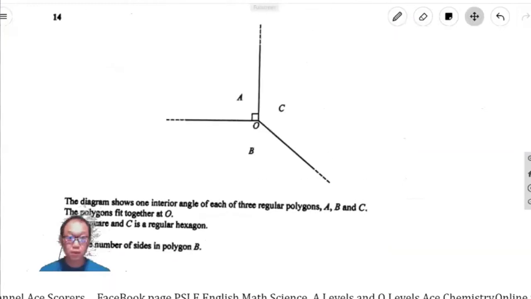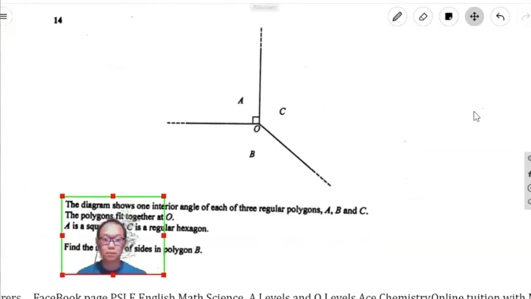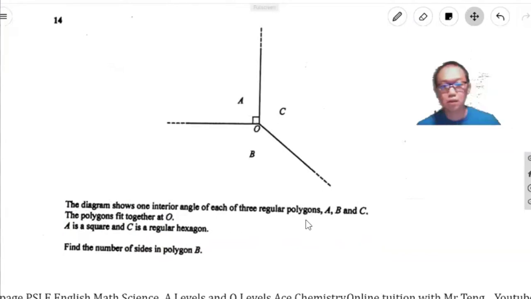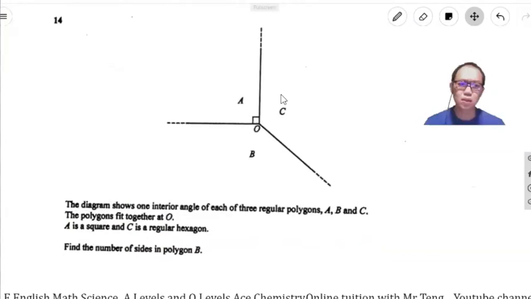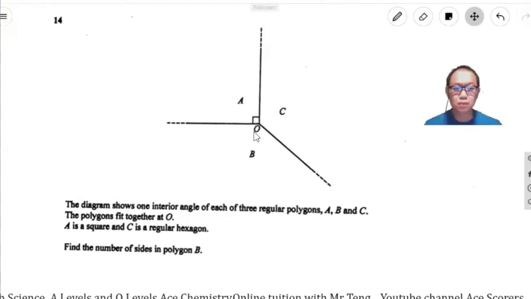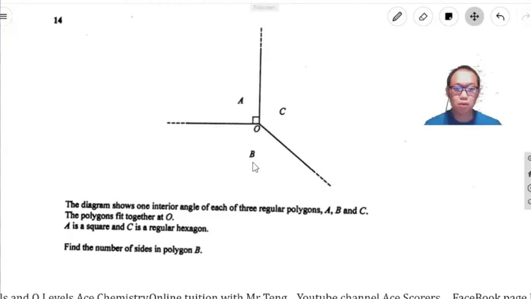Okay, let me move my head out of the way. We have one interior angle of each of three regular polygons. One, two, three. The three polygons fit together at O. A is a square and C is a regular hexagon. Find the number of sides of B.